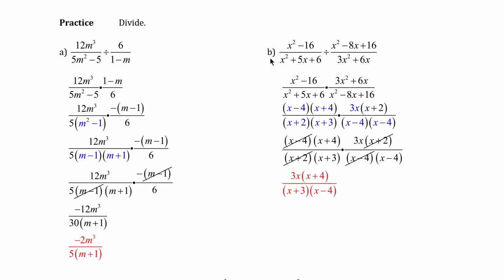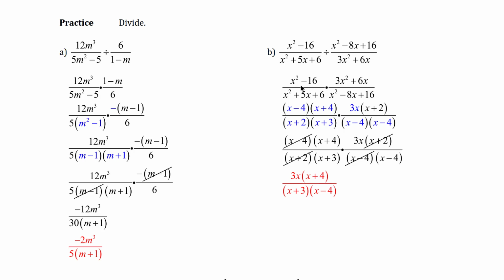Moving on to part B, we first flip the second fraction and change the operation to multiplication. We get x squared minus 16 divided by x squared plus 5x plus 6 times 3x squared plus 6x divided by x squared minus 8x plus 16.